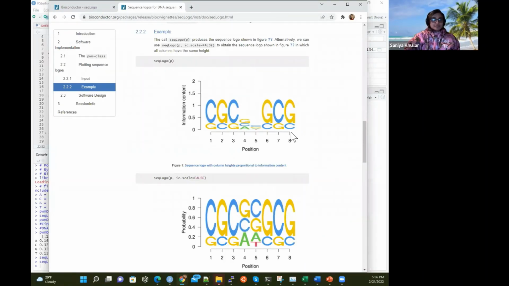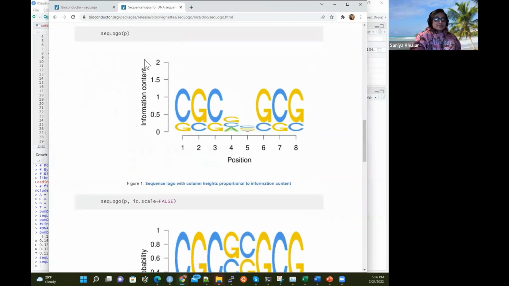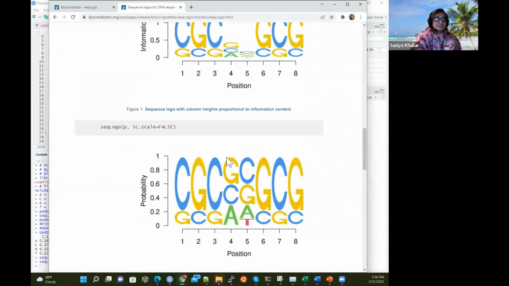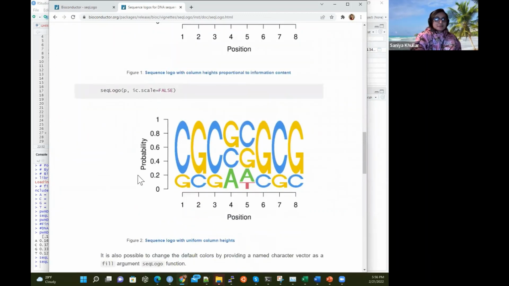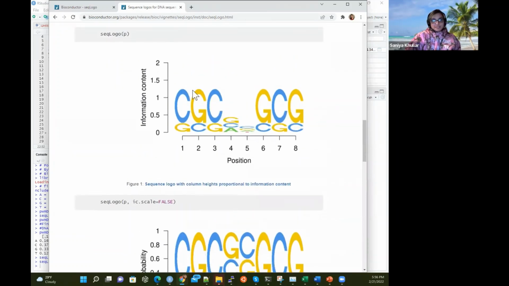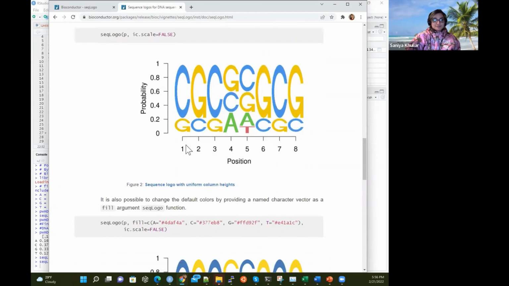You see information content here, right? This is the default for any probability weighted matrix. And if you do IC.scale equals false, you can see the probabilities there. So it's a sequence logo with uniform column heights because they all need to sum to 1. And here, the heights are proportional to how much information content we have about the distribution of the DNA bases in a particular position of the motif.